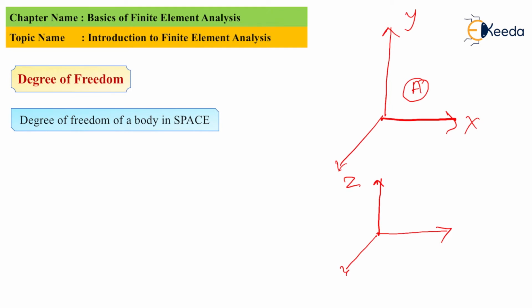But as I said, point A is just not restricted to the plane. So it can also rotate about the x-axis, it can also rotate about the z-axis, also it can rotate about the y-axis. So for a point in a space, we can say that a point will always have 6 degrees of freedom, which are 3 translatory motions and 3 rotatory motions.